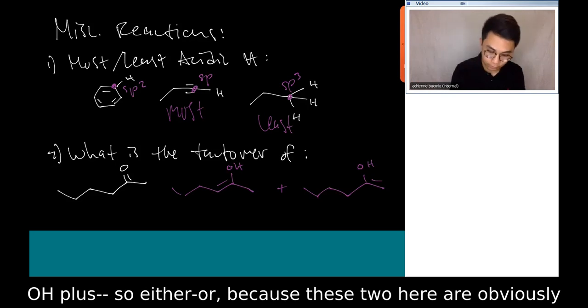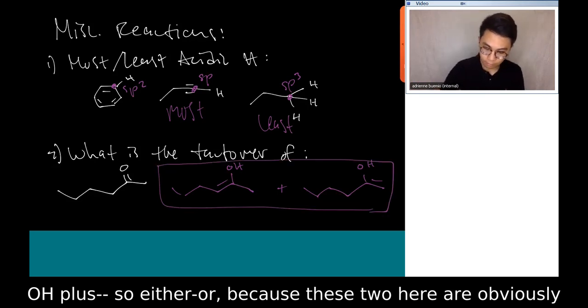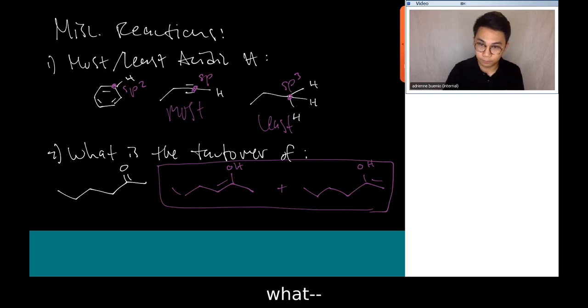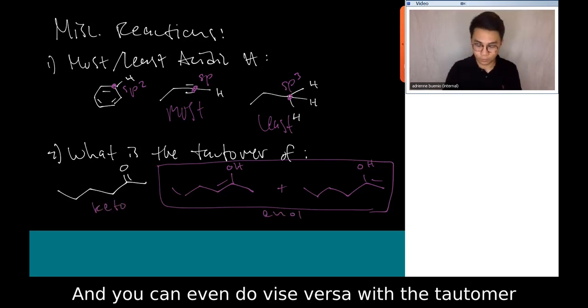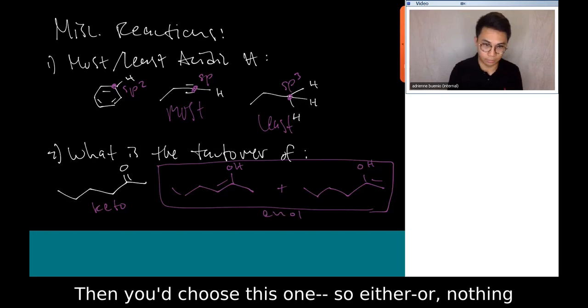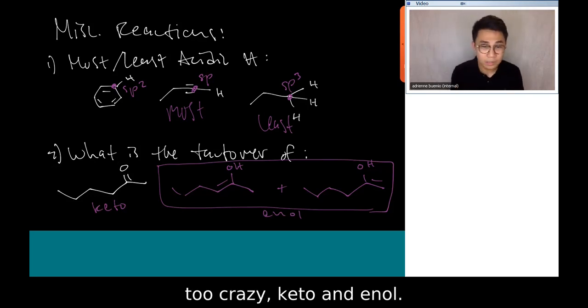So either or, because these two here are obviously what? The enol, right? This is the enol, and this is the ketone. And you can even do vice versa. What's the tautomer of these enols, right? Then you choose this one. So either or, nothing too crazy.